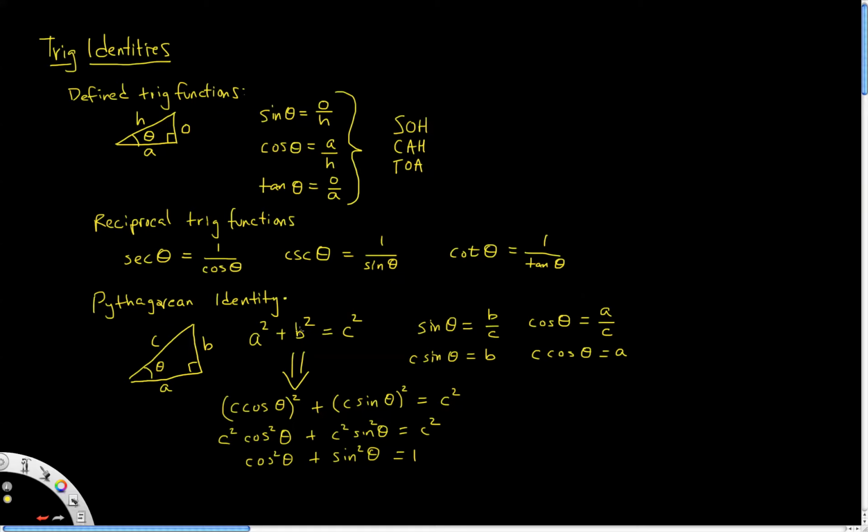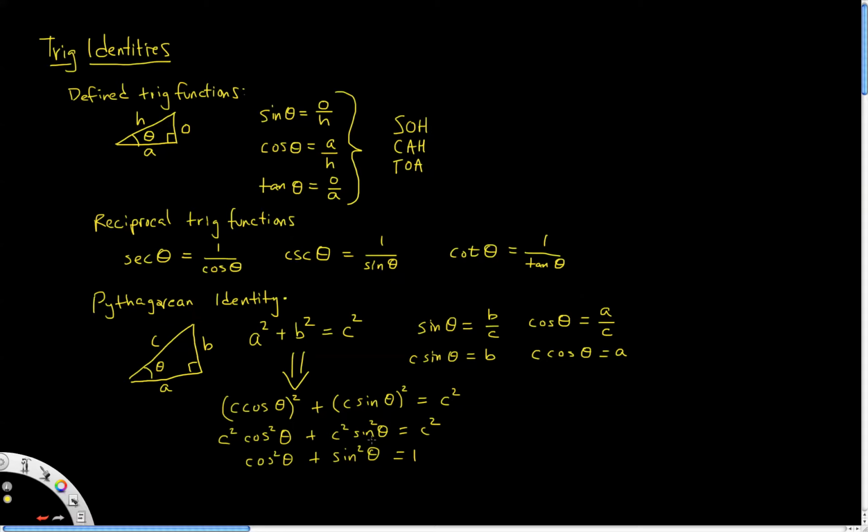Alright, now, using these two new definitions for a and b, I come back to my Pythagorean formula and substitute in for a, c cosine theta. So there's c cosine theta, quantity squared, plus, now I'm going to look at b, and b is c sine theta, so I say c sine theta quantity squared, and then on the other side, it's just c squared. Now I'm going to square both of these terms. So that gives me c squared cosine squared theta, plus c squared sine squared theta, and that's all equal to c squared.